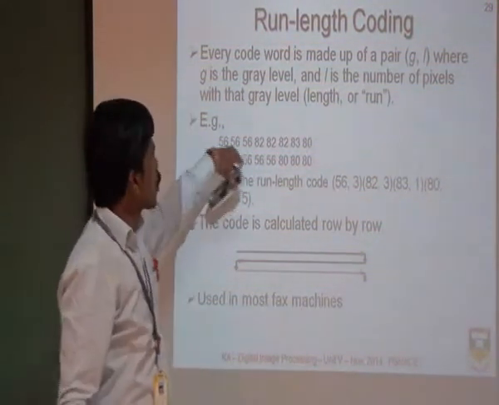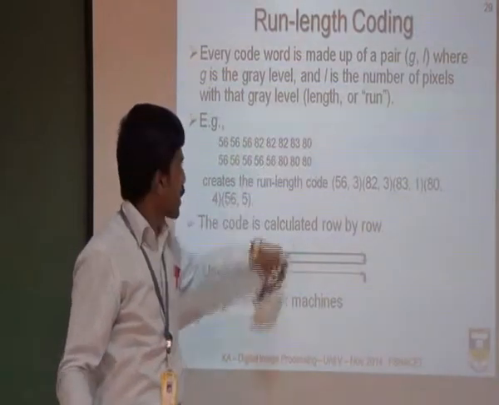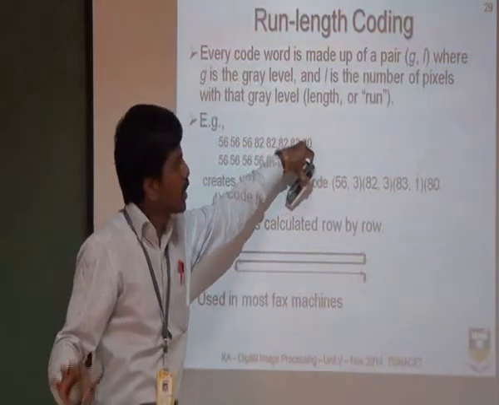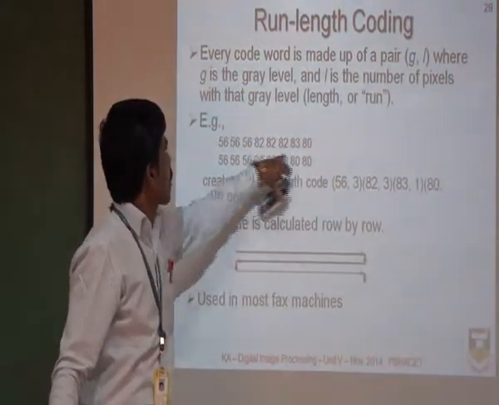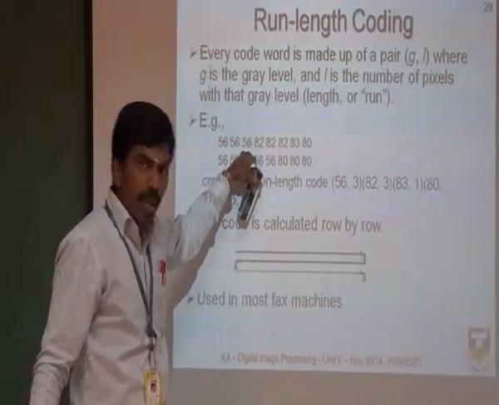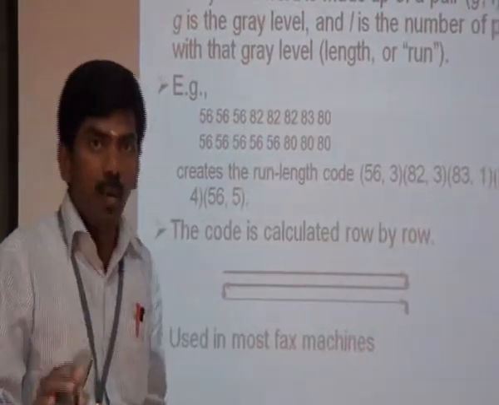So what will happen? How many times does 82 occur? How many times does gray level 83 occur? That is nothing but 56, 3 times; 82, 3 times; 83, only 1 time; 80, 4 times. That is how we come to this row. Similarly, one more time, 56, how many times does it occur? And 80, how many? So it's a run length code.